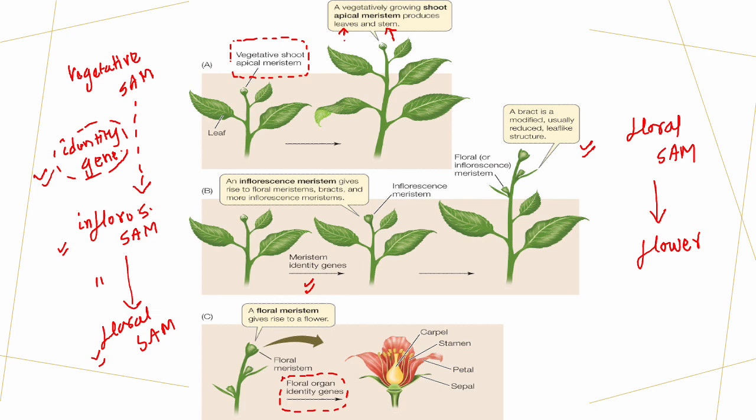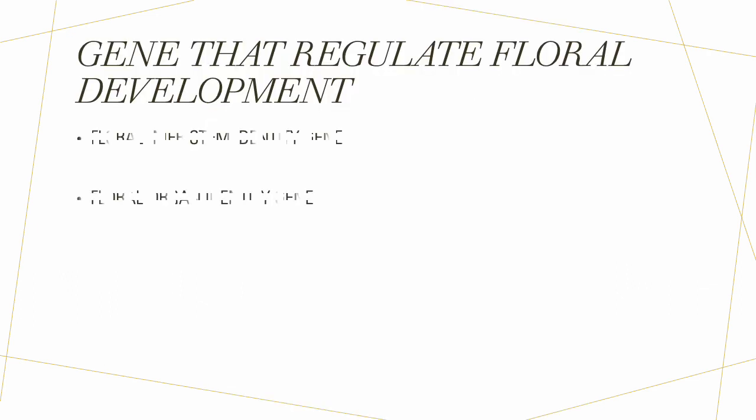But conversion of floral SAM to flower is finally dependent upon the floral organ identity genes. So two types of genes govern the floral development. That is the floral meristem identity genes and the floral organ identity genes. That is quite clear to everyone, right? Now we will discuss each of these gene categories in detail, which will help us to solve all kinds of previous year CSIR questions, right?